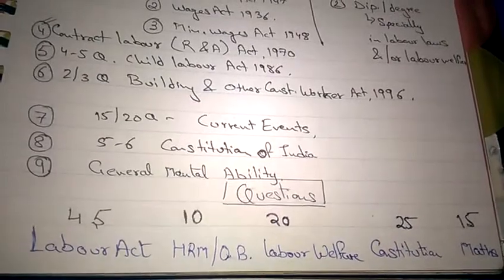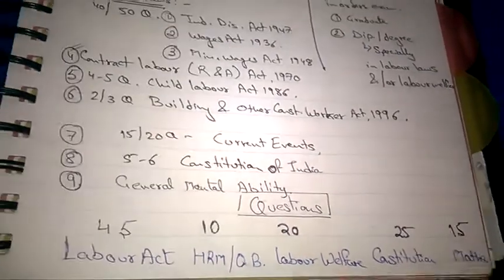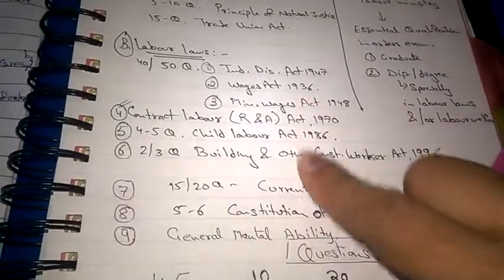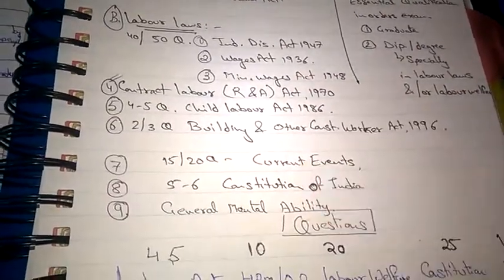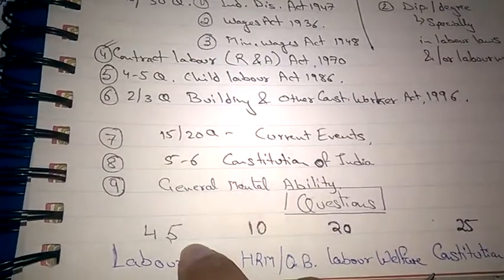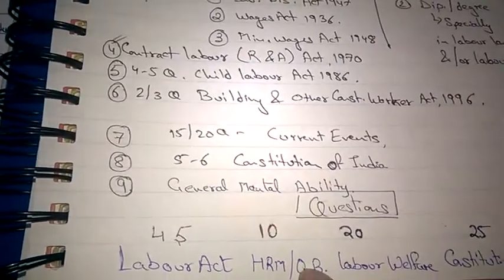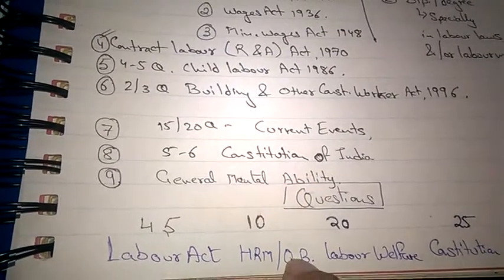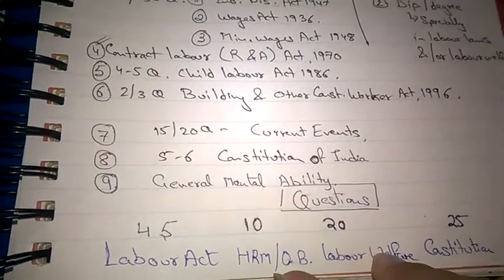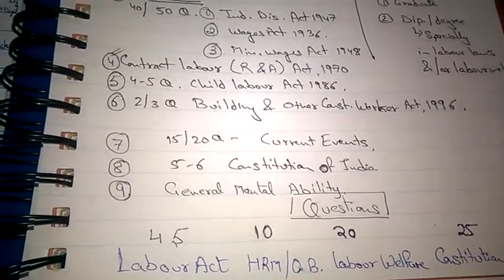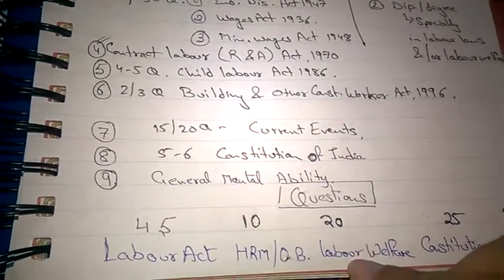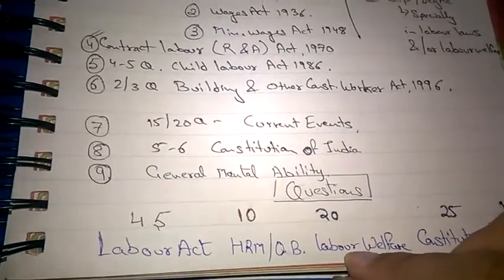All right, so the questions I'm going to talk about here are what I've segregated for you guys. On an average, on the labor acts, all those acts which I mentioned above, the 32 acts, there are around 45 questions on an average in the past trend. Okay, and if we talk about human resource management and organization behavior, around 10 questions are there. Again, if we talk about labor welfare, wherein we have the principles of natural justice, 20 questions on an average come in this examination.